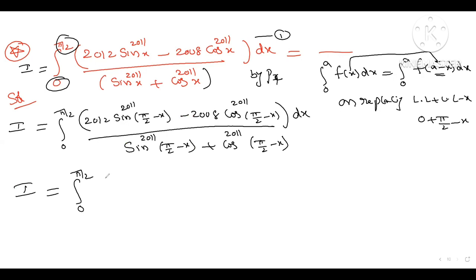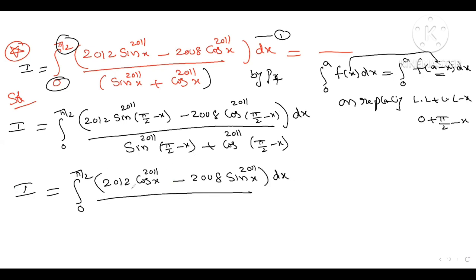So sin of 90 minus x, we get cos x: 2012 cos to the power 2011x minus 2008, cos of 90 minus x, we get sin to the power 2011x dx, by, what is the denominator here? Sin of 90 minus x is cos, so cos to the power 2011x plus sin to the power 2011x. Okay, this is the second equation.